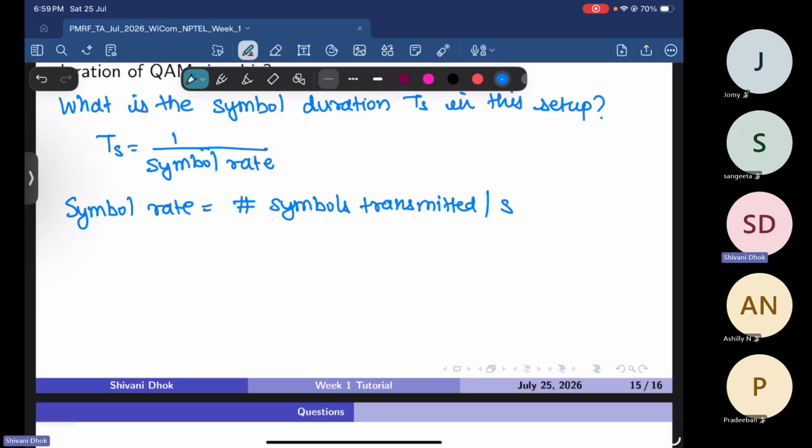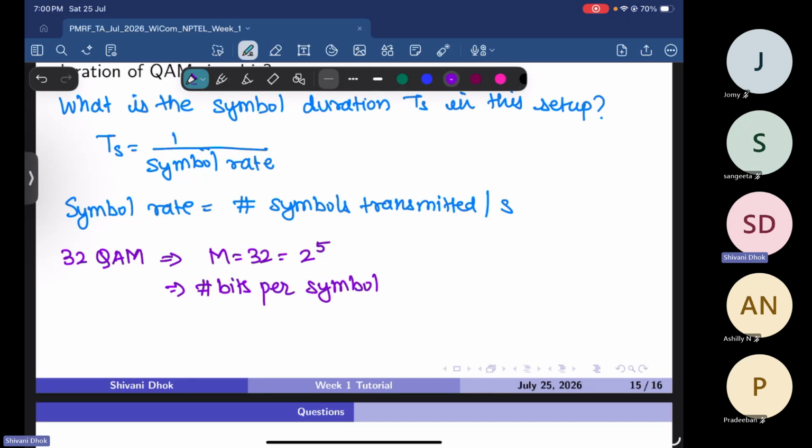We have a 32 QAM signal, which means we have M equal to 32 points, or 2 to the power 5 points. So the number of bits required to represent one symbol, or number of bits per symbol, is log M to the base 2, that is 5. Okay, so 5 bits correspond to one symbol.